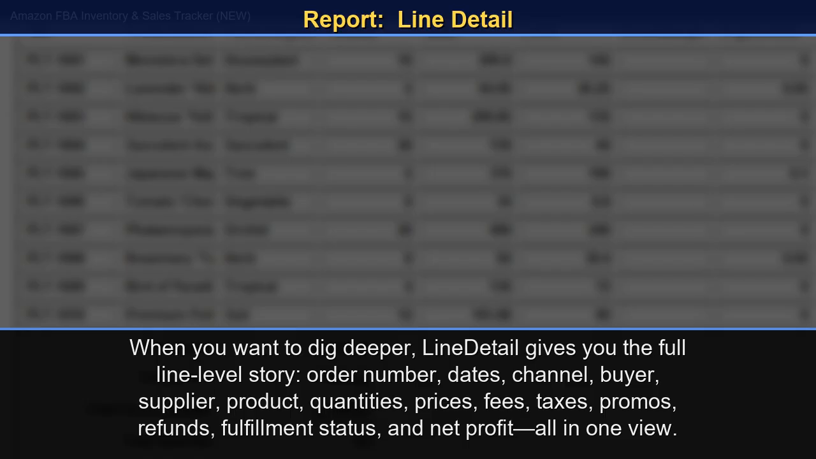When you want to dig deeper, line detail gives you the full line level story: order number, dates, channel, buyer, supplier, product, quantities, prices, fees, taxes, promos, refunds, fulfillment status, and net profit, all in one view. You can filter to only refunded lines or only unfulfilled lines so you can clean up issues quickly, then rerun the summary reports to confirm the fix worked.